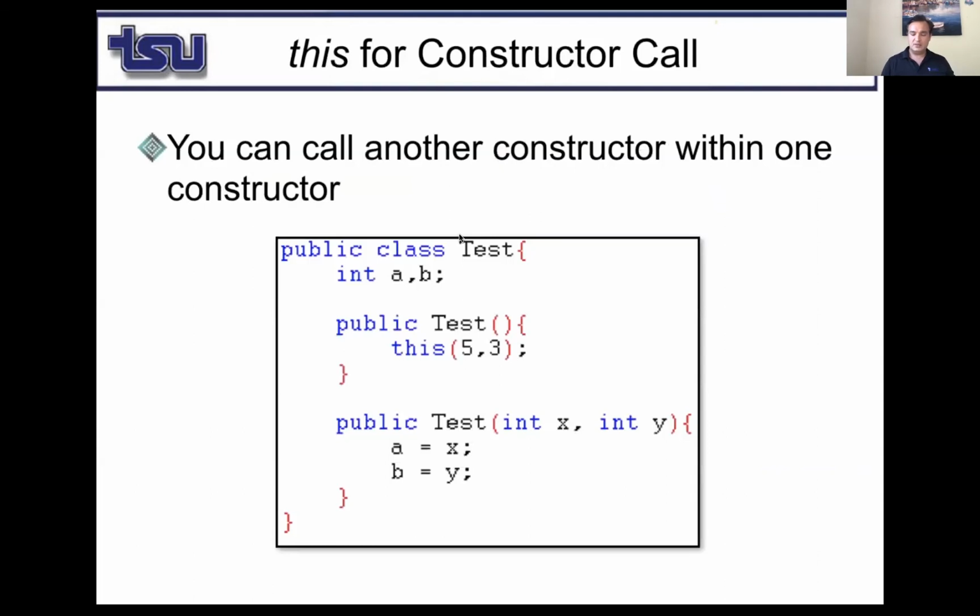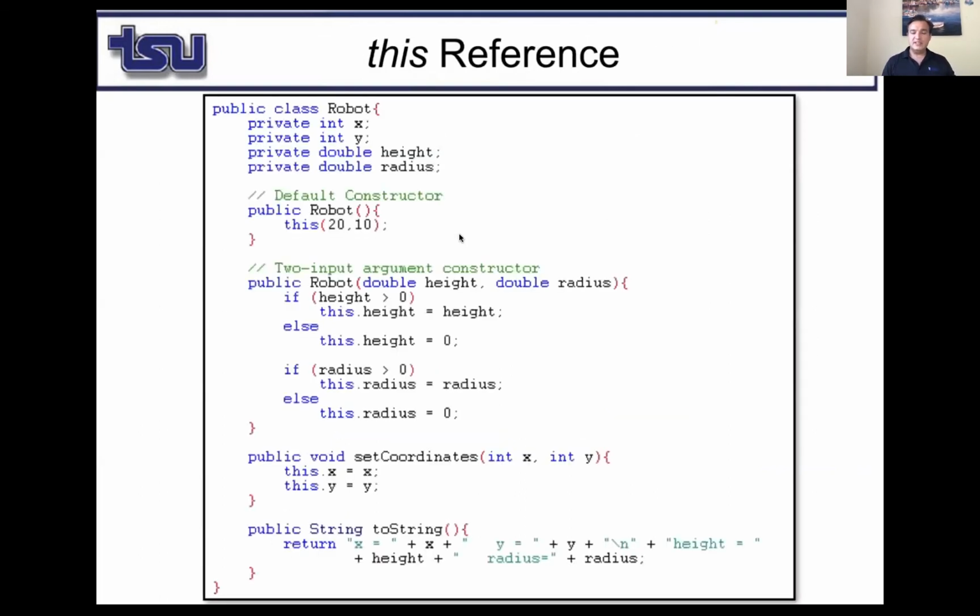Let's look at this. Okay. So I have a class Test, which has a default constructor and which has a two-input-argument constructor. So within Test, if I say this(5, 3), the default constructor makes a call to the other constructor. Okay. So if you want one constructor to call another constructor, you can use this keyword. And we are going to see this with an example right here.